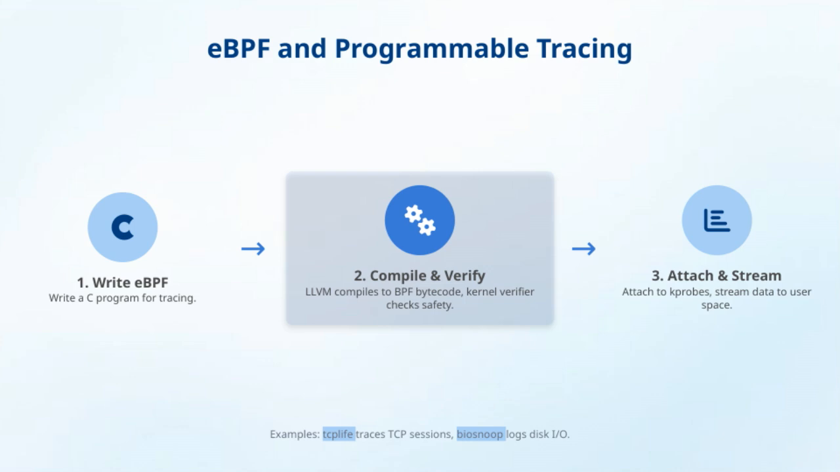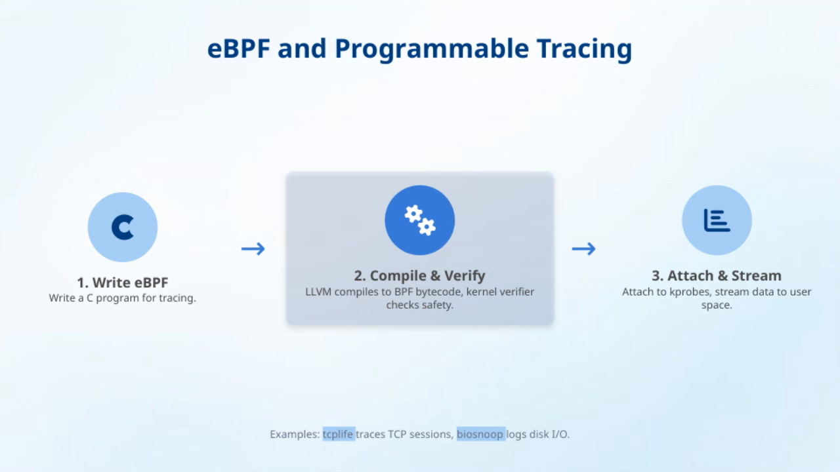After verification, the bytecode is attached to K-probes, which are kernel probes that allow us to hook into specific kernel functions. Once attached, the data streams from these probes directly to user space, so we can analyze or visualize it in real time. For example, tools like tcplife can trace TCP sessions, and BioSnoop can log disk I/O activities. This entire process showcases how flexible and powerful eBPF is for creating custom, safe, and efficient tracing solutions within the kernel.